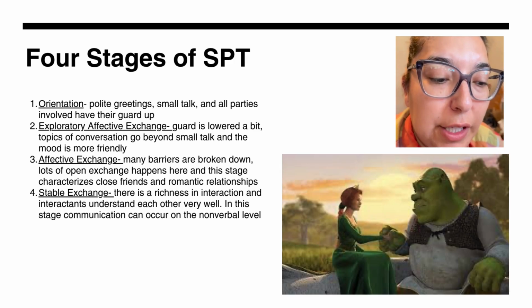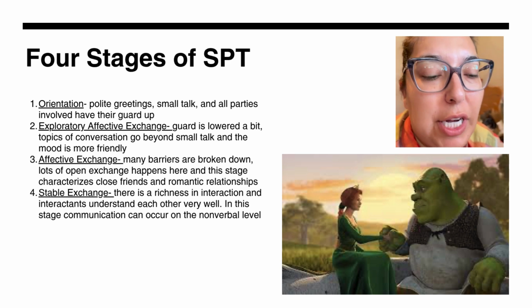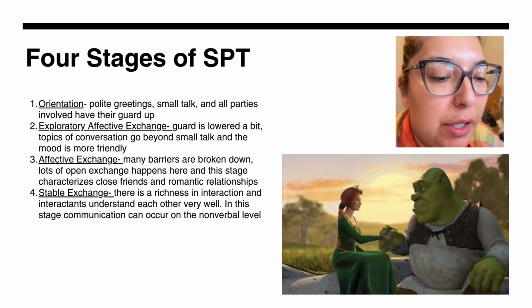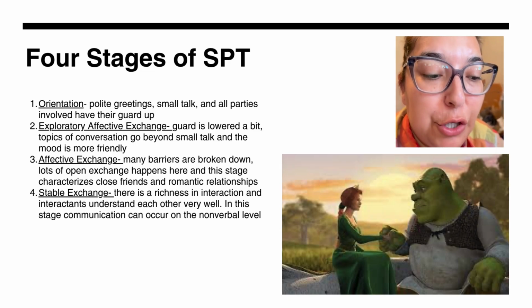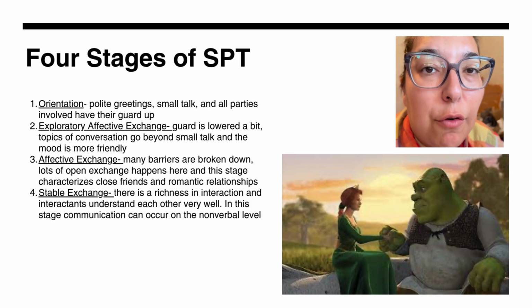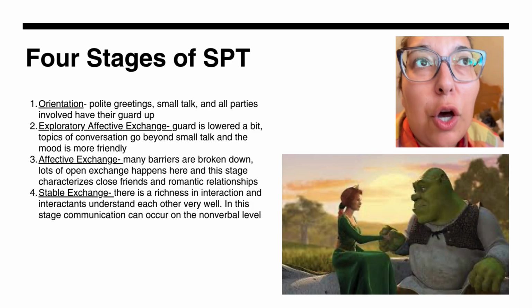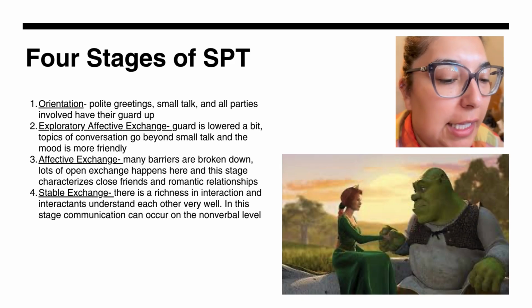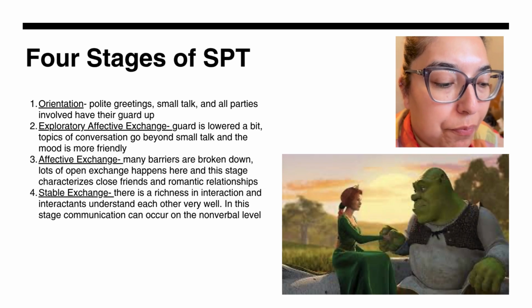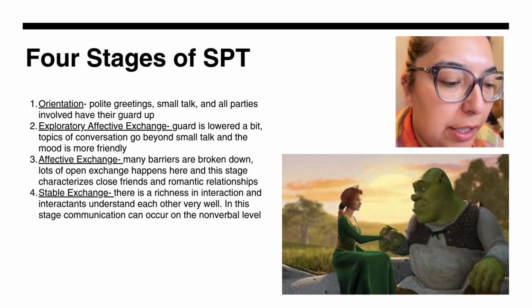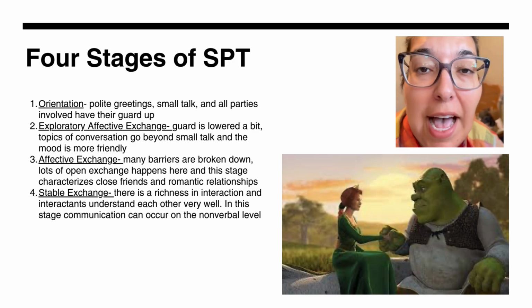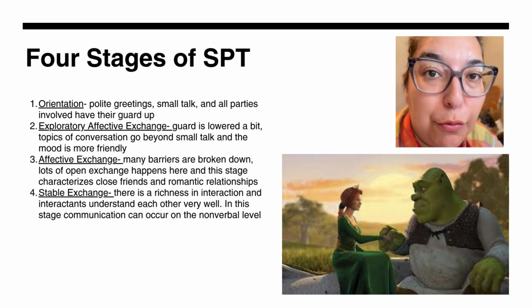And then finally, you'd get stage 4, which is stable exchange. There's a richness of interactions with the interactants. They understand each other very well here. Something to note here too is this is where nonverbal communication comes into play. Y'all know each other so well, or you're so comfortable with each other, at this point a glance can help. You're sharing secrets, things that you only trust with people you trust and someone that you plan to have in your future or for the foreseeable future.